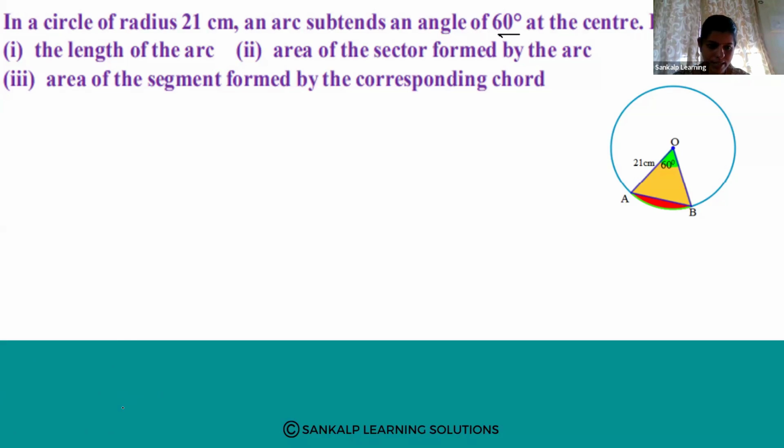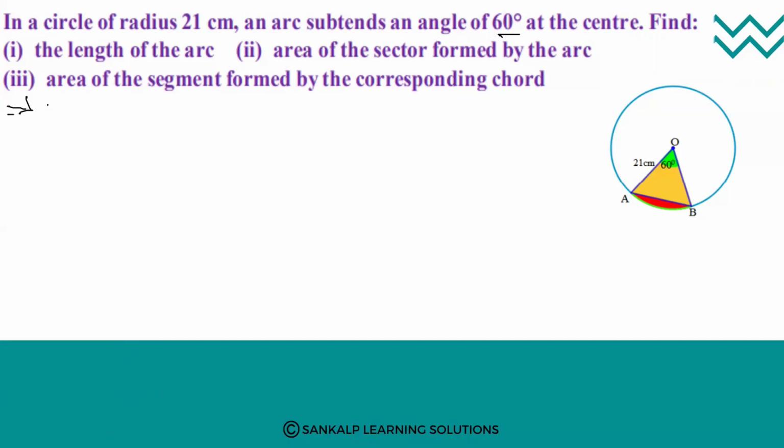Yes, my dear children, how are you going to find out the length of the arc? See here, 21 centimeter, that is the radius. Okay, so the radius is 21 centimeter, R, that is 21 centimeter. And the angle is 60 degree, right? So theta is 60 degree. The first one, what they ask is the length of the arc. How are you going to find out the length of the arc?